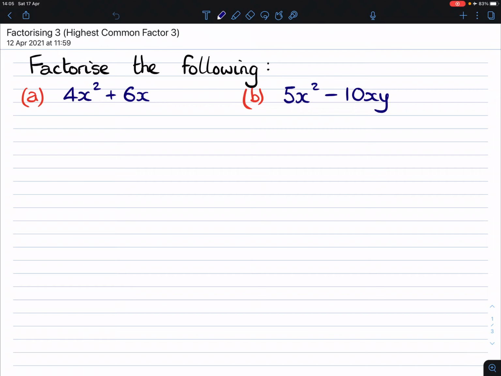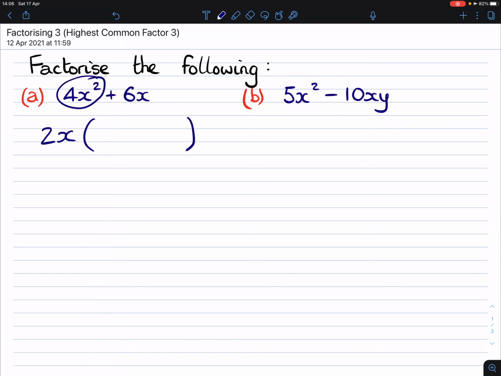Factorize the following. So, in the first one, 4x squared plus 6x. Look at the numbers first of all and see what's in common there. So 4 and 6 can both be divided by 2. That takes care of the numbers part. Now let's look at the letters. X squared here, x there, meaning they can both be divided by a single x. So our highest common factor is 2x.